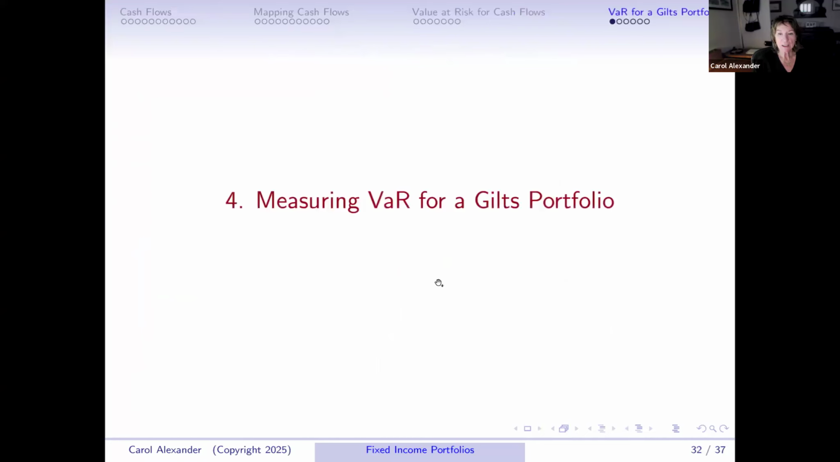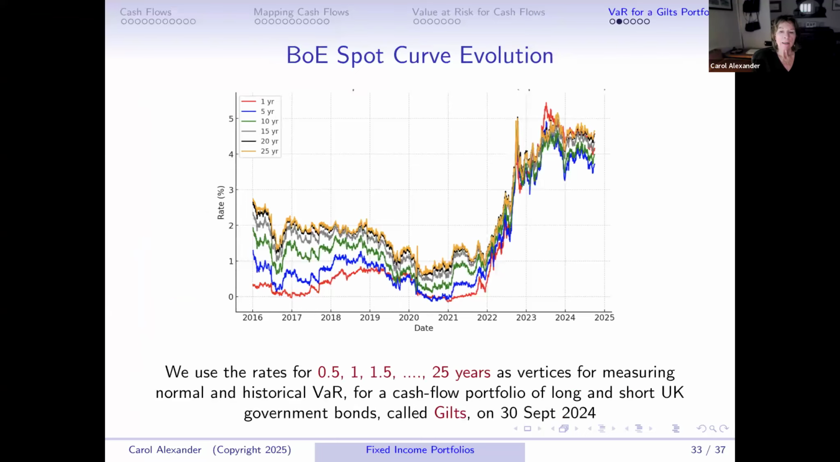And now I'm going to be talking about this value at risk for a gilts portfolio. So this is the evolution of the Bank of England spot curve. And we're looking at the Bank of England itself, who has issued a gilts portfolio, and it has a PVO1 vector that represents its current position on all those gilts. And we're going to map them. Actually, I'm not going to go through the mapping. It's a bit too complex, but I've given you the mapped PVO1 vector already.